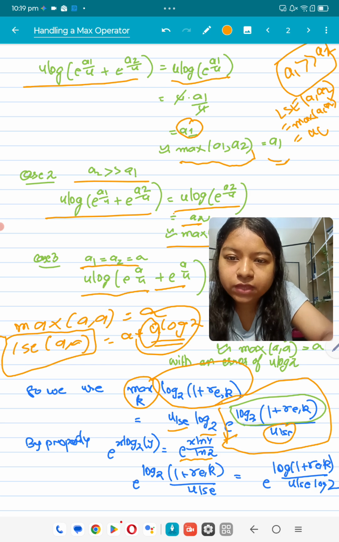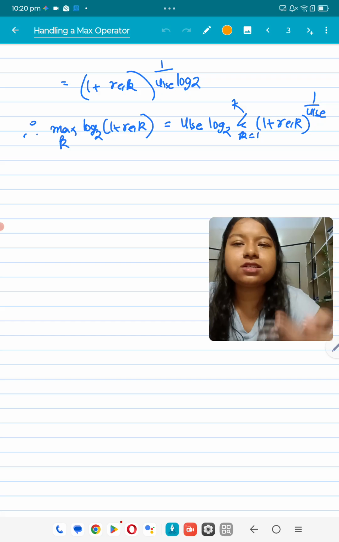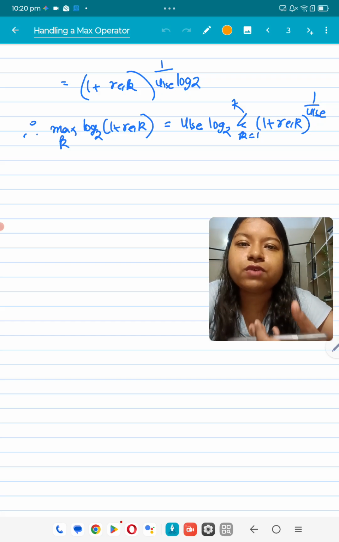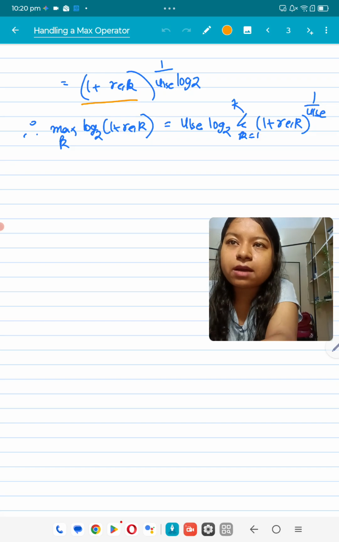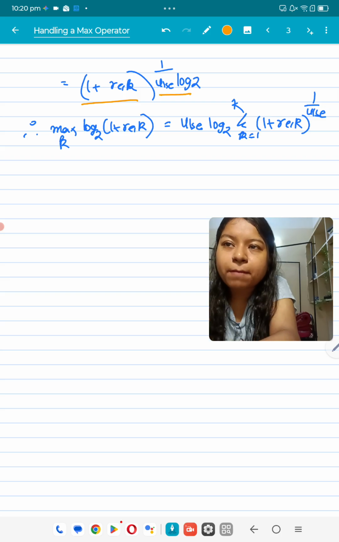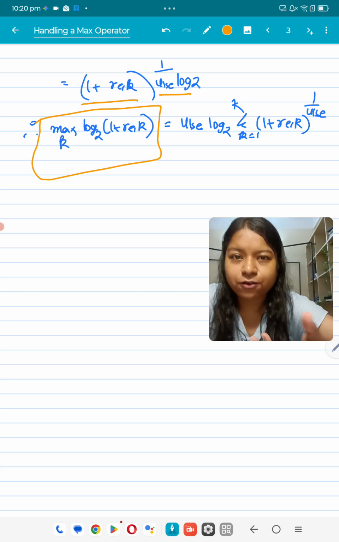So we are trying to convert this into a more manageable term, like e log 2 of 1 plus gamma e_k by u LSE. We can write it as e of log of only 1 plus gamma e_k by u LSE into log 2. It's just a normal manipulation conversion, so that we can convert it into a form which can be handled properly. It gets reduced to 1 plus gamma e_k to the power of 1 by u LSE log 2. So we have successfully converted the max of log 2 of 1 plus gamma e_k. That was our objective function that will go into the optimization algorithm.